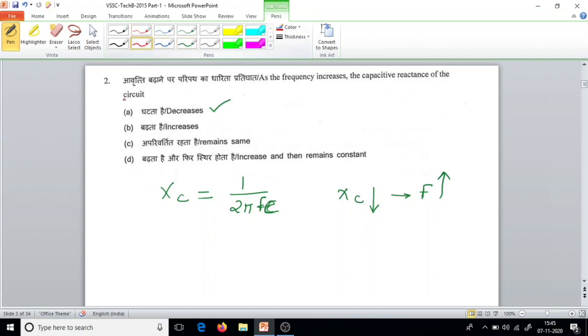Now what if it is an inductor? What happens if it is an inductor? Inductive reactance, that is XL. XL equal to 2 pi f L. Here, when frequency increases, XL or inductive reactance also increases.